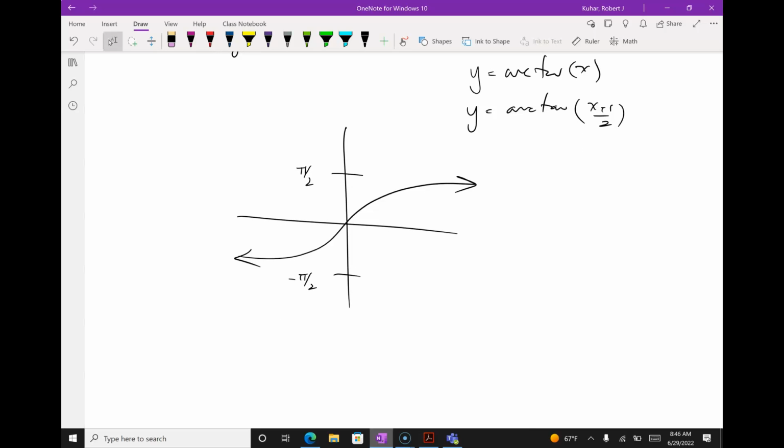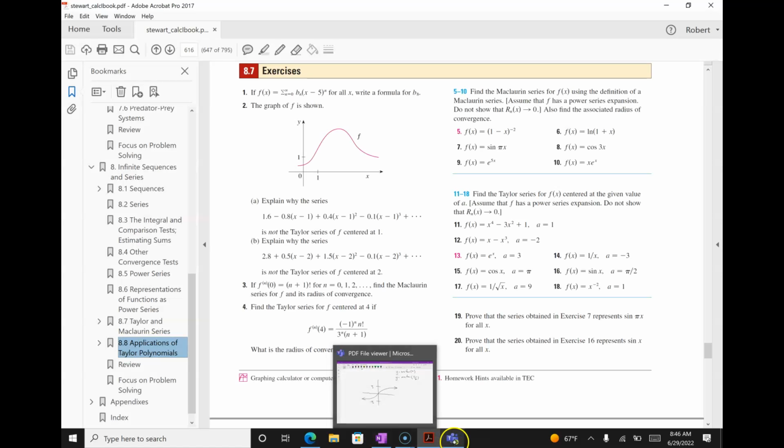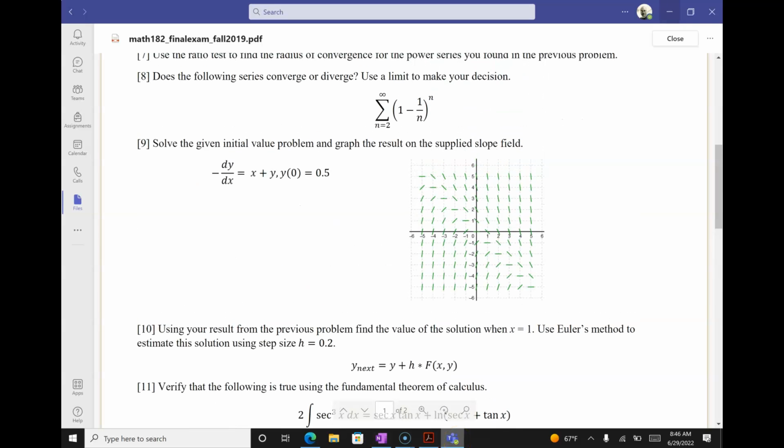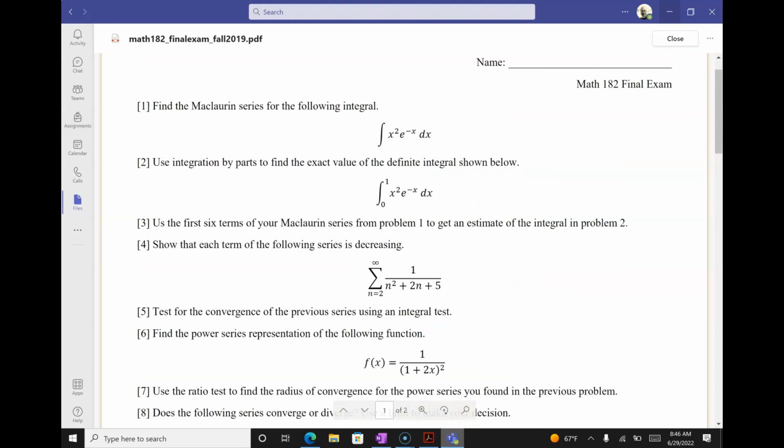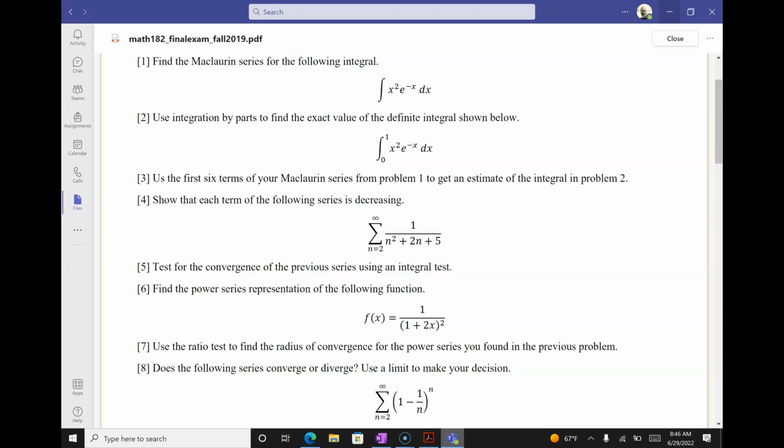Nice. Let's recap something we did yesterday with my power series. I do have other tests, so I will give you another test. Don't worry about that. Let's take a look at number 6 here, just recapping everything we've done. Find the power series representation shown here, right? So f of x is 1 over (1 plus 2x) quantity squared.